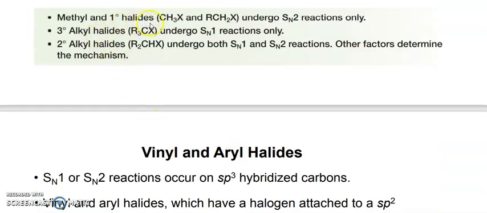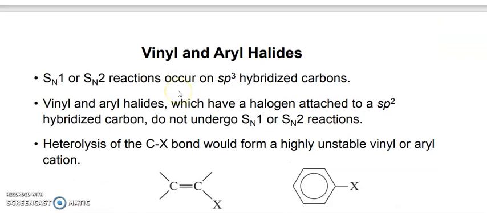So methyl and 1 degree halides undergo SN2 reaction only. 3 degree alkyl halides undergo SN1 reaction only. 2 degree alkyl halides undergo both SN1 and SN2 reactions. Other factors determine the mechanism.